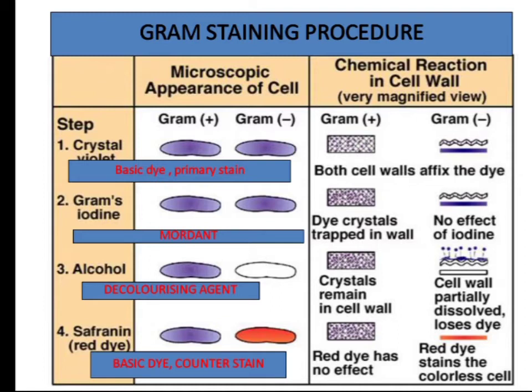Now we will discuss what is the reason for this characteristic. Even though we are using the same stains, crystal violet, Gram's iodine, then the decolorizing agent alcohol and safranin, these stains are the same for both gram positive and gram negative, and the time for the staining procedure is the same for both, but the result for gram positive bacteria will be blue or purple, and for gram negative bacteria it's red or pink. Now we will discuss the reason for that.